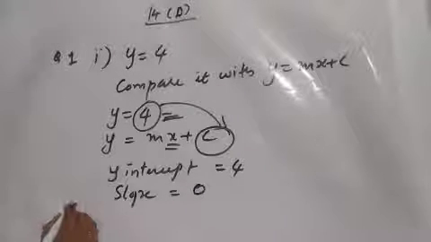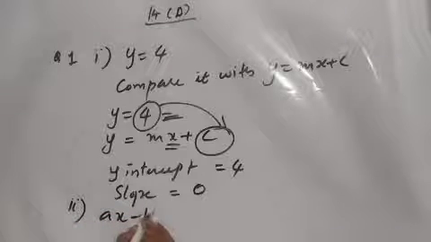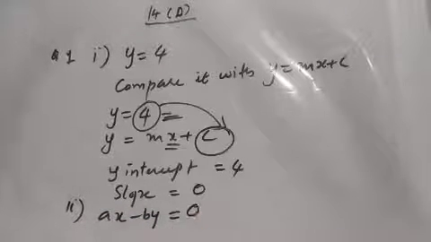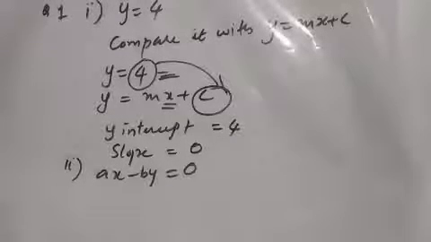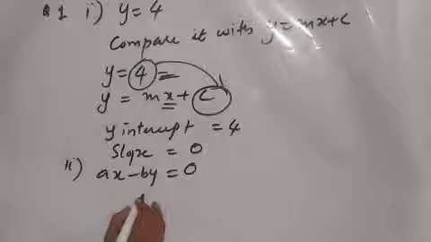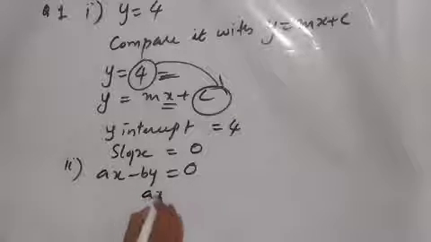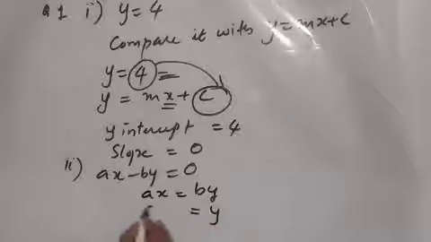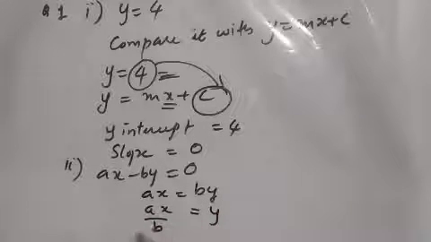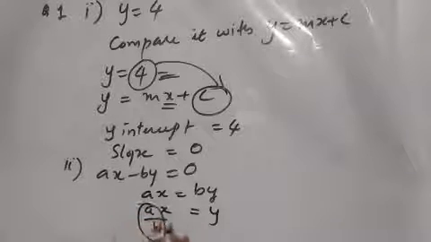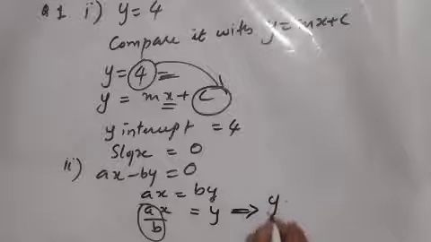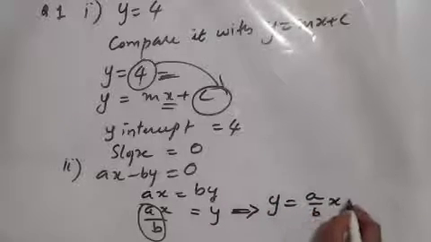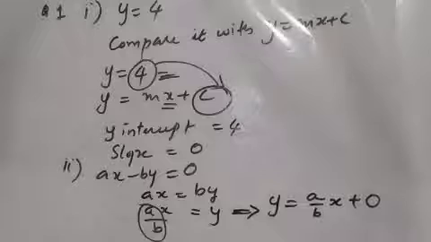Understood? Now the second one, ax minus by equal to 0. When we get an equation, we have to rearrange it in the form y equal to mx plus c. So we move by to the right side, ax equal to by, or y is equal to ax by b. We can write this b to the left side, no? So here the x term is there but no constant term. So how can we write this equation? Y equal to a by b x plus 0. No constant term is there.